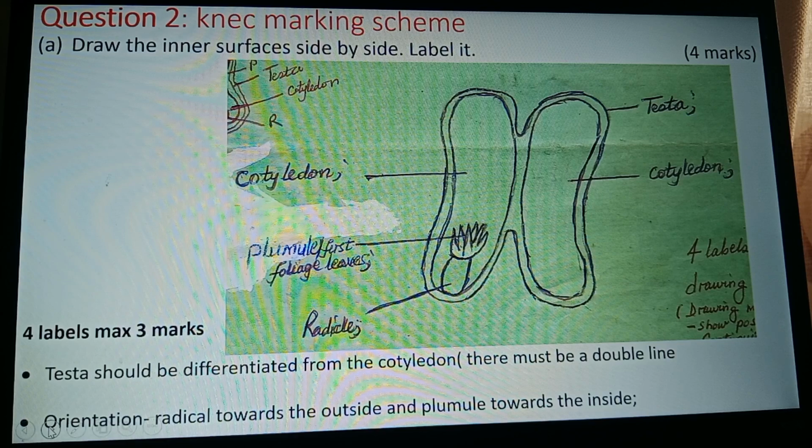Question 2. Draw the inner surfaces side by side and label it. You can see specimen M, four labels, maximum 3. We have the testa, we have the cotyledon, we have the plumule or first foliage leaves, and we have the radicle. 4 labels, drawing. So testa should be differentiated from the cotyledon. There must be a double line.